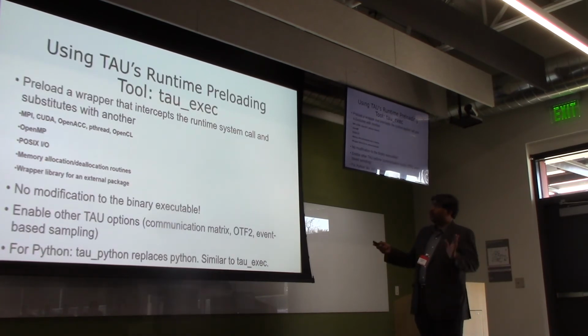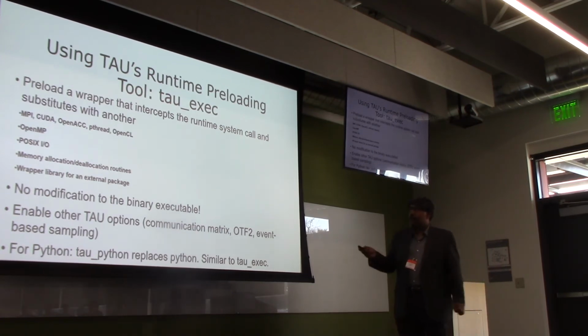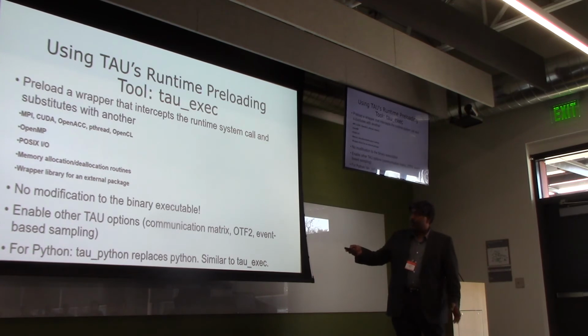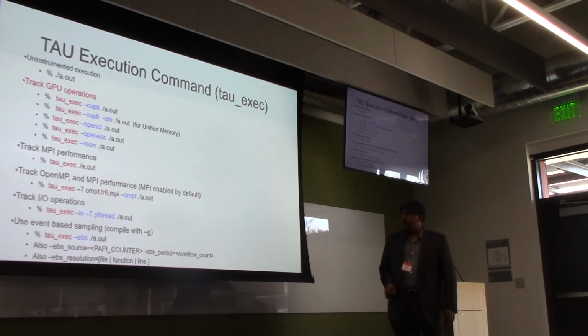So this is the tool TAUexec that can track the time spent in MPI, CUDA, OpenACC, pthread, OpenCL. This can be used with FPGAs as well as GPUs. And you can see the time spent in OpenMP, POSIX I/O, memory, and you don't need to modify the code at all. You can also enable other advanced options of TAU, like this.